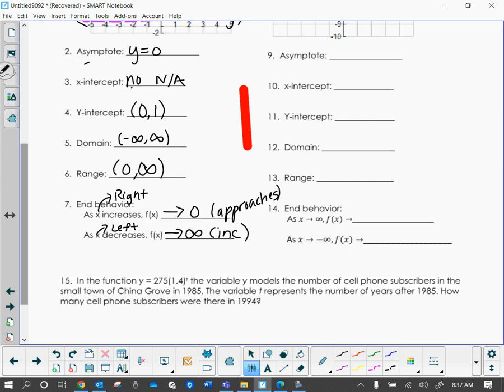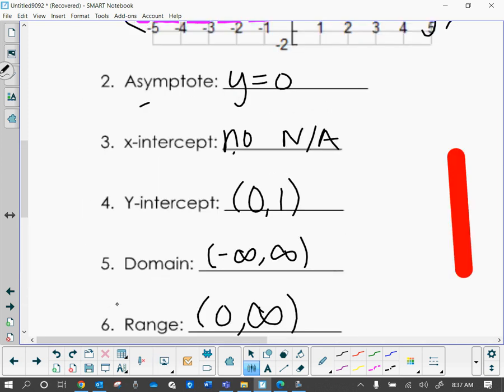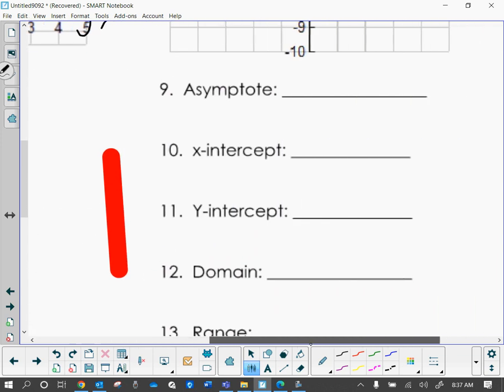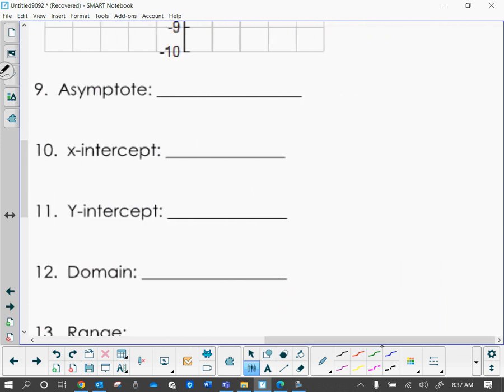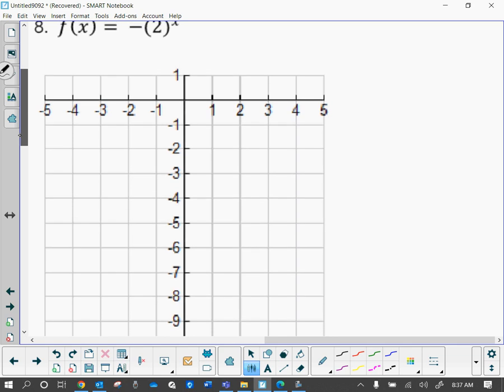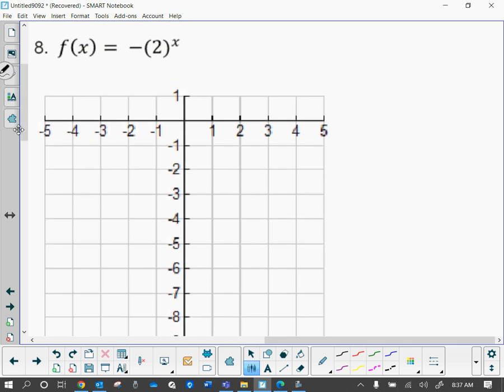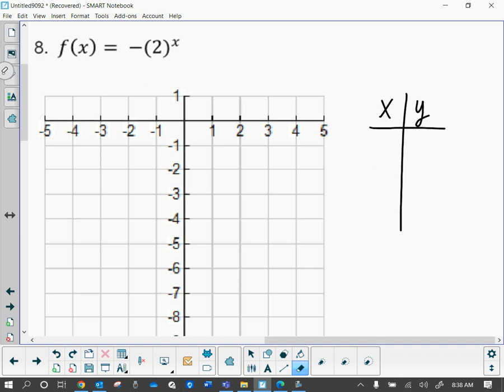Okay, so let's do another one. Let's zoom in. Okay, number 8 says f of x equals negative 2 to the x power. So go ahead and get your points. Start your table at negative 2.